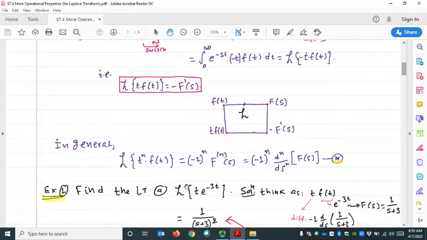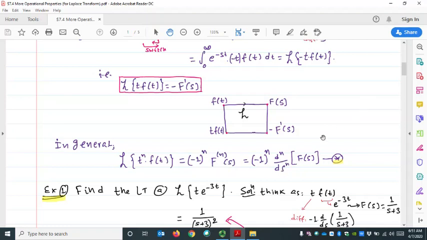Now in general, the Laplace transform of t to the power n times little f of t equals minus 1 to the power n. So if n is even or odd, we will get plus or minus. So minus 1 to the power n times the nth derivative of capital F of s.